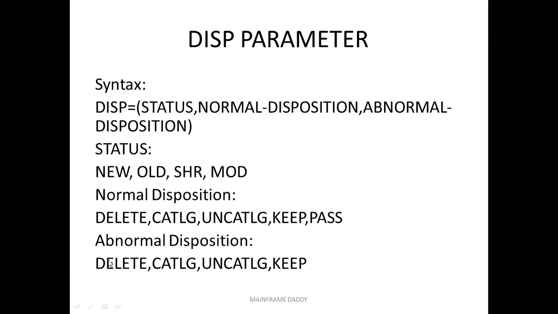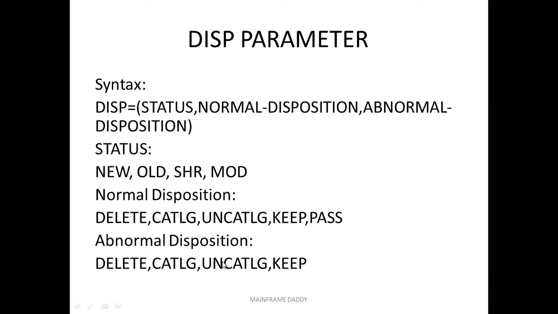And in abnormal disposition, what can we do with the data sets? We can delete the data set. We can catalog the data set. Why do we need to catalog? We can find out why: whenever it is taking data and processing it, there may be a junk character, or there may be a bad record or bad data in the data set. So we can find out if we catalog it without deleting it.